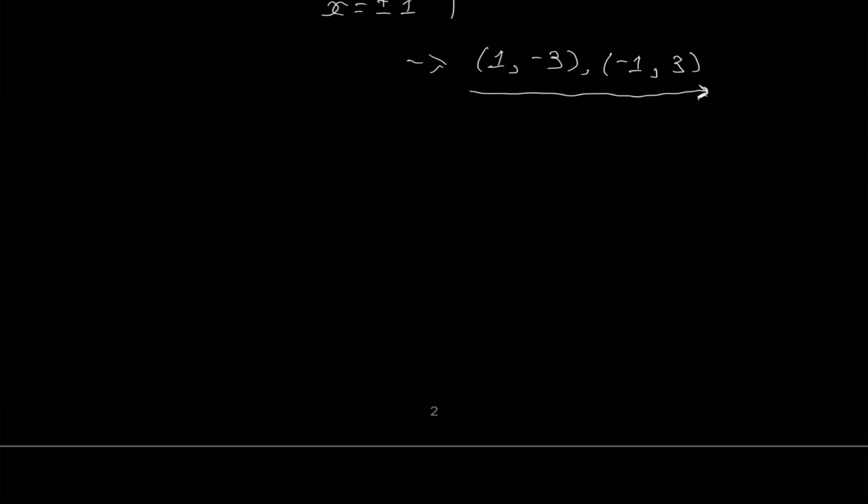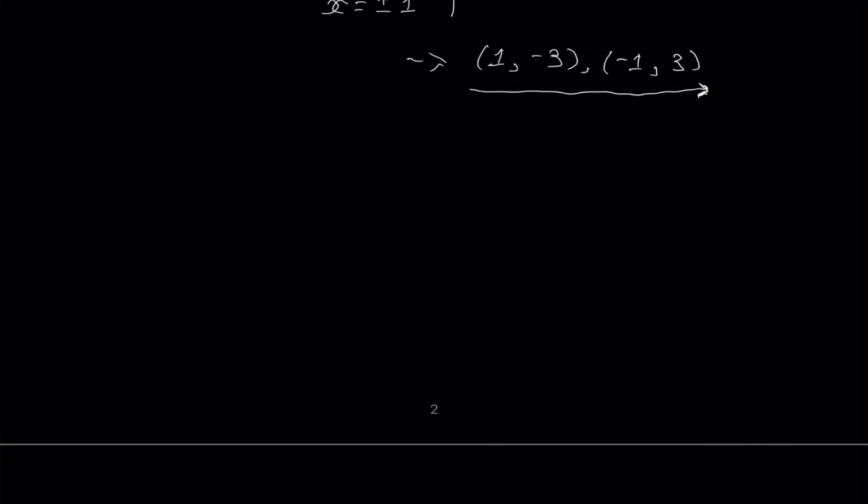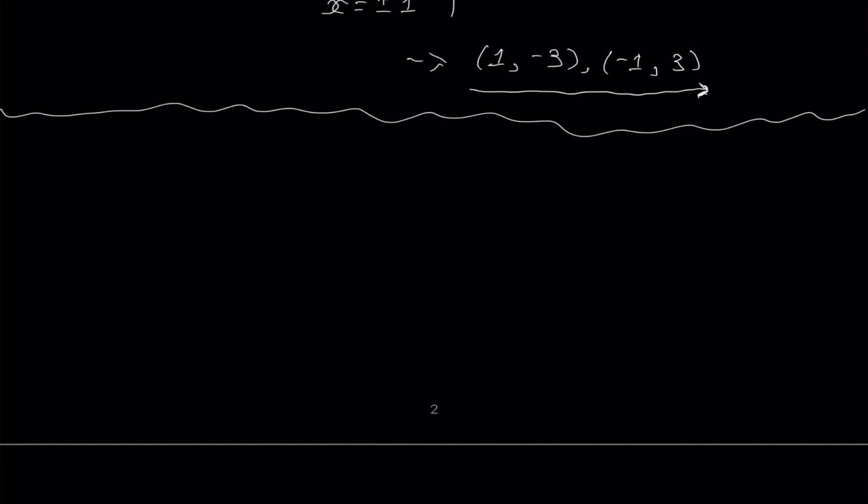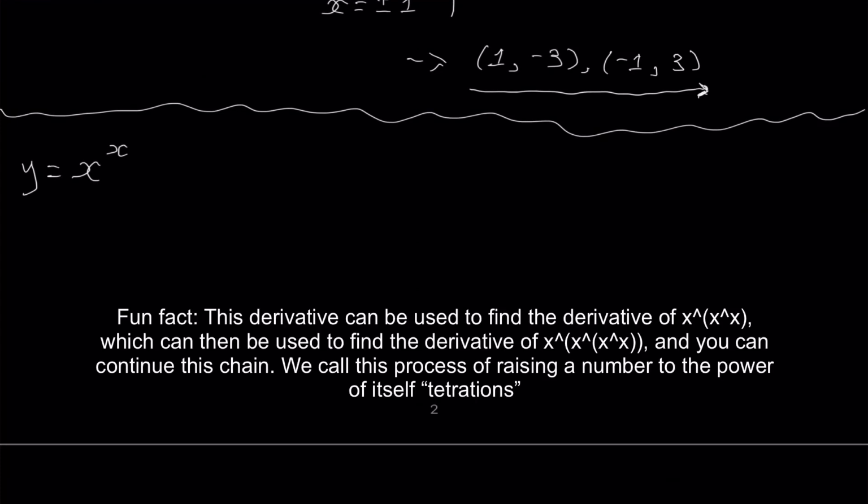Now I'd like to go through one last example here, and this one will be a little bit more complicated. This is a very, very fun derivative actually. We'll be looking at a function y equal to x to the power of x. And for this, we'll also be finding the x-coordinate of the stationary point on this curve.